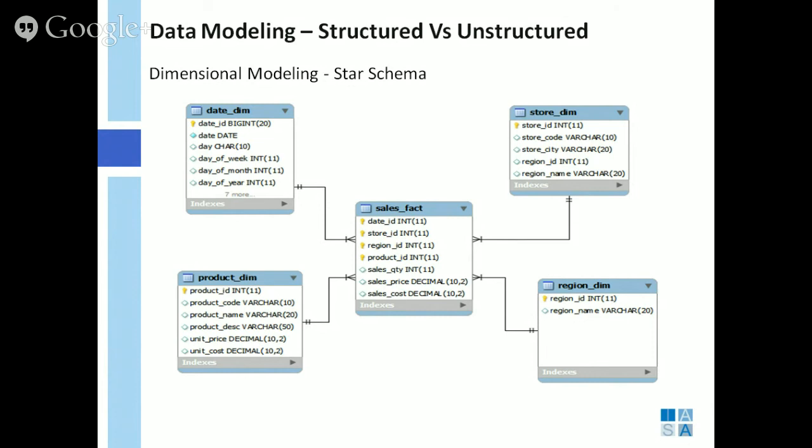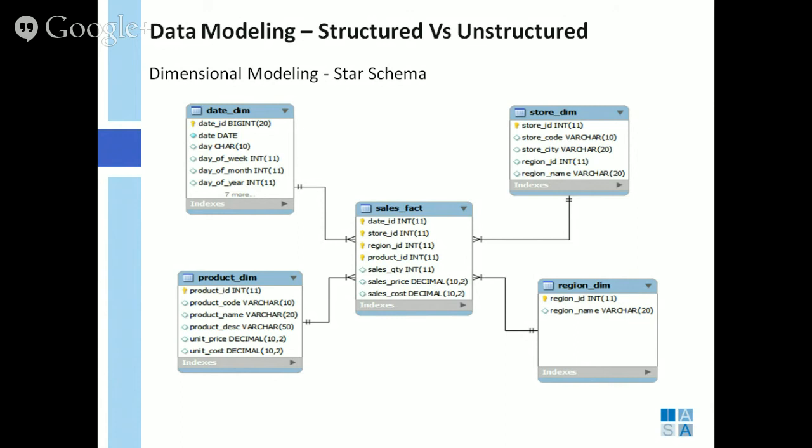But still, if you see, there is a structure to this. They can be stored in a relational database system, and we have a logical and physical data model for this one. So this is the simple star schema.